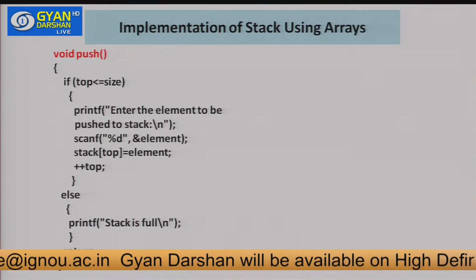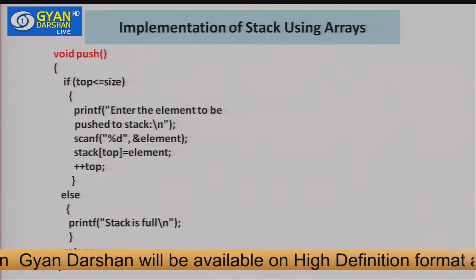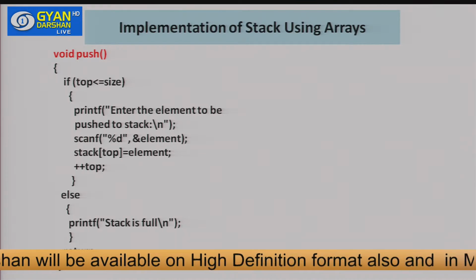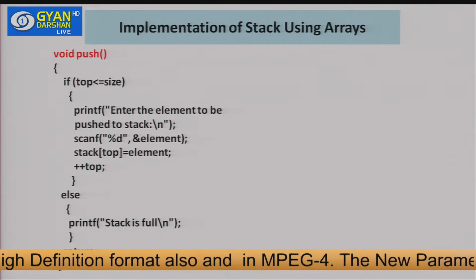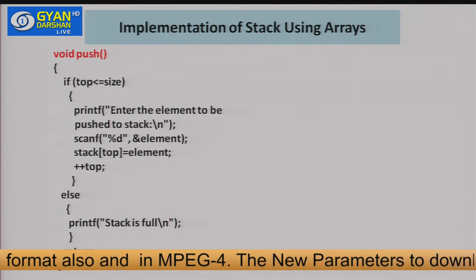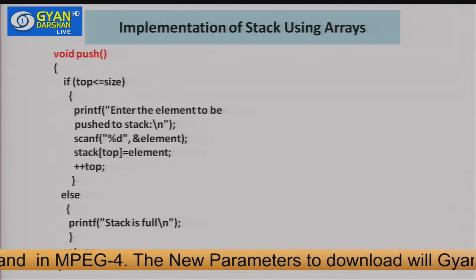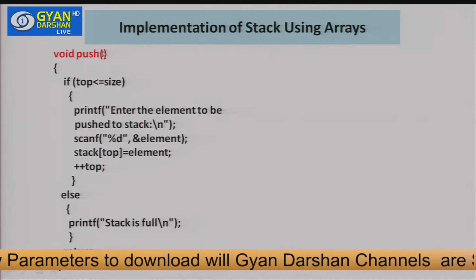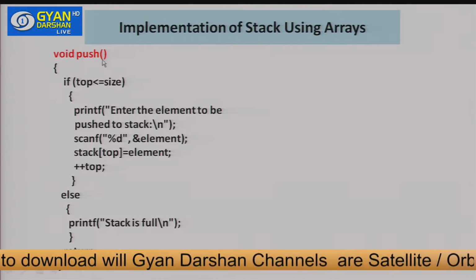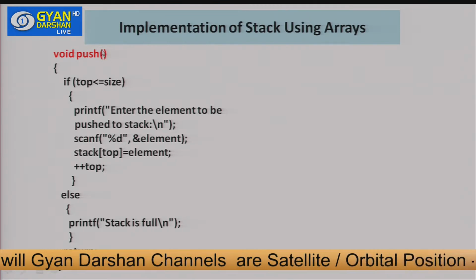In fact, I will discuss only the function definition. So here we have declared a function with the name void push. Its return type is void. It means it is not going to return any value, and there is no argument into the push function. So it is not receiving any argument.